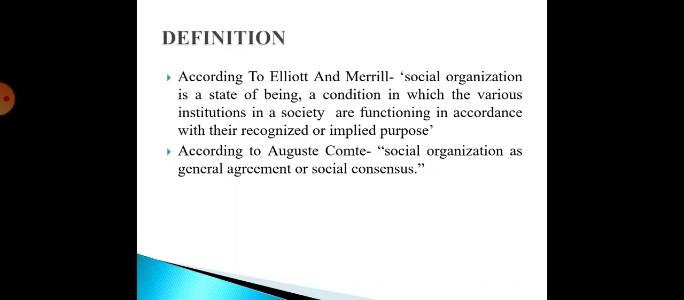Next, according to Auguste Comte. Auguste Comte is the father of sociology. According to Auguste Comte, social organization is a general agreement or social consent. Social organization is nothing but a general agreement. We have to cooperate with each one. We have to establish cooperative relationships with each and everyone living in the society. They are the social organization. So this is about the definition.